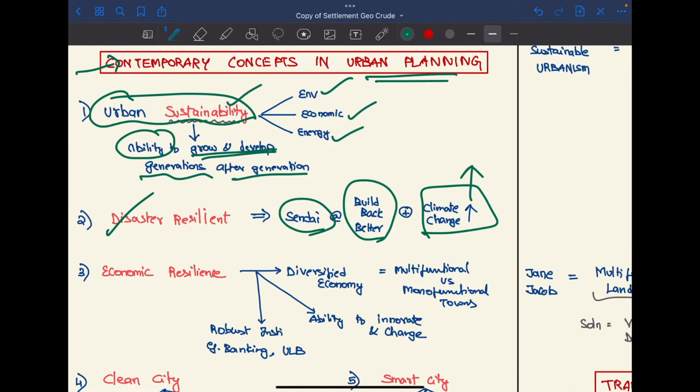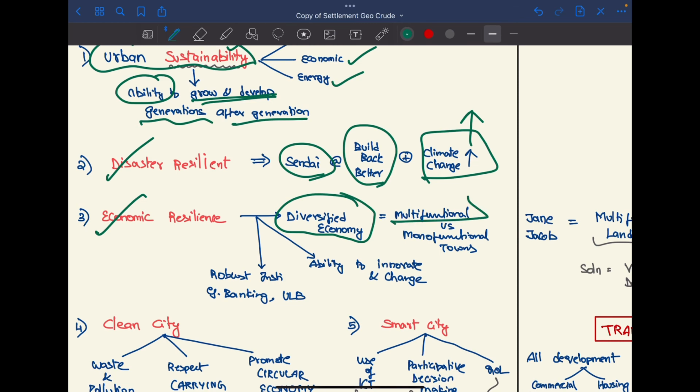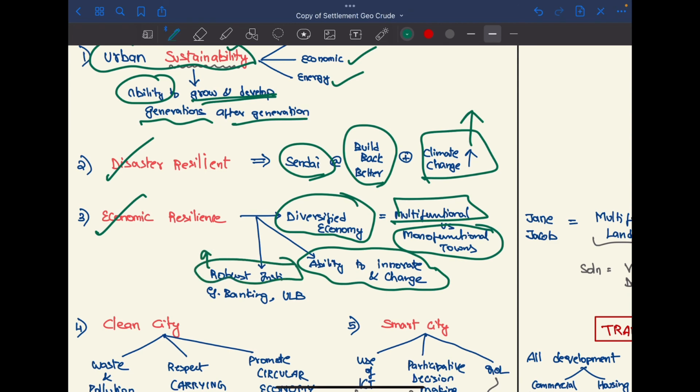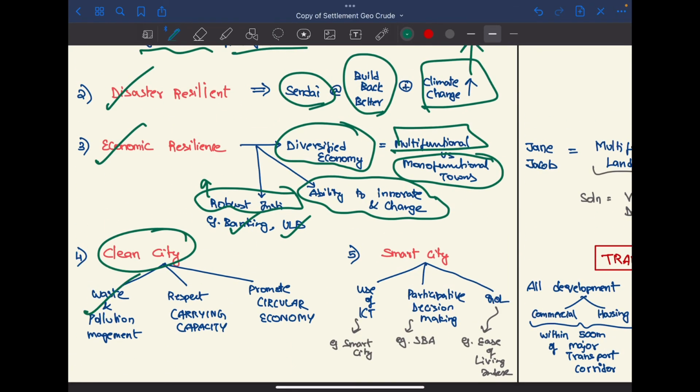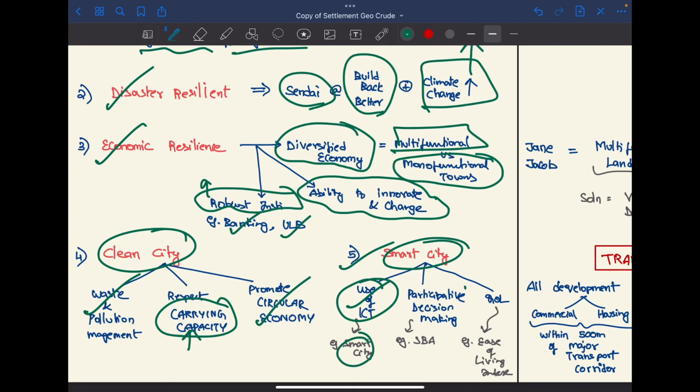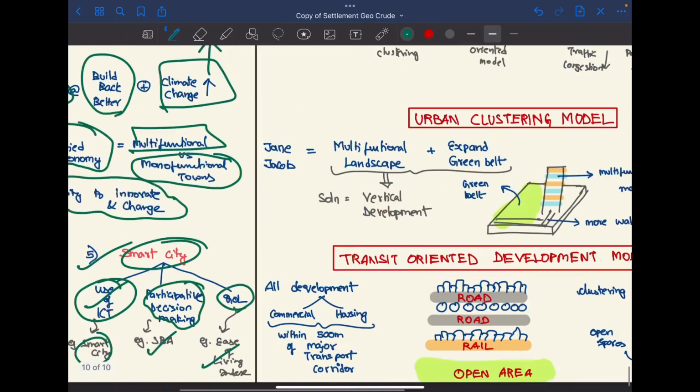Next, economic resilience. The economy should be diversified. Therefore, there must be multifunctional towns rather than monofunctional towns. The city should have the ability to innovate and change, and also robust institutions must be there in the city, like banking and urban local bodies. Next, it should be a clean city, that is waste and pollution management. The city's carrying capacity must be respected, and it must also promote a circular economy, that is recycling. Next, we have the smart city, where we should use ICT, for example the smart city scheme. Participative decision making must be there, for example Swachh Bharat Abhiyan, and quality of life must be there, for example the ease of living index.